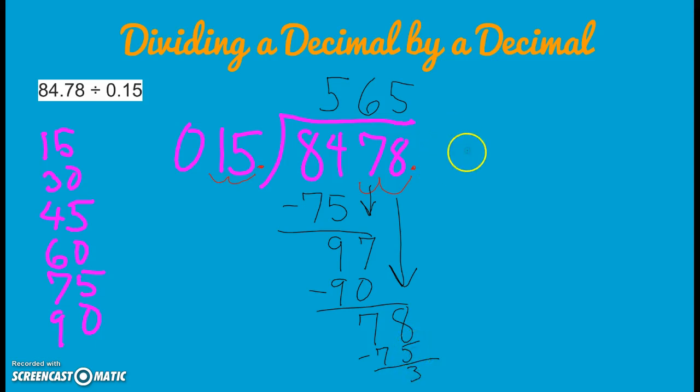I don't have anything else to bring down, but luckily because I have this friendly decimal right there, I get to annex as many zeros as I want. Because I had a 0 in my tenths place before, I now have a 0 in my tenths place. So let's bring that 0 down, and hopefully we see what's happening here. Well, look at this. How many times is 15 going to go into 30? 2 times. 2 times 15 is 30. When we subtract, we get 0.